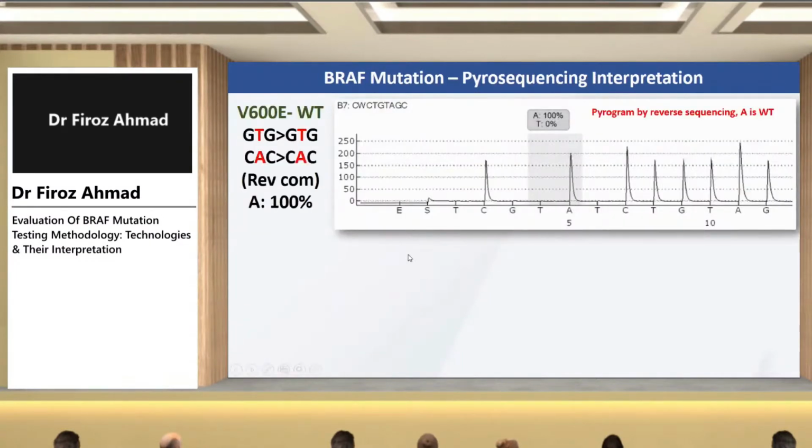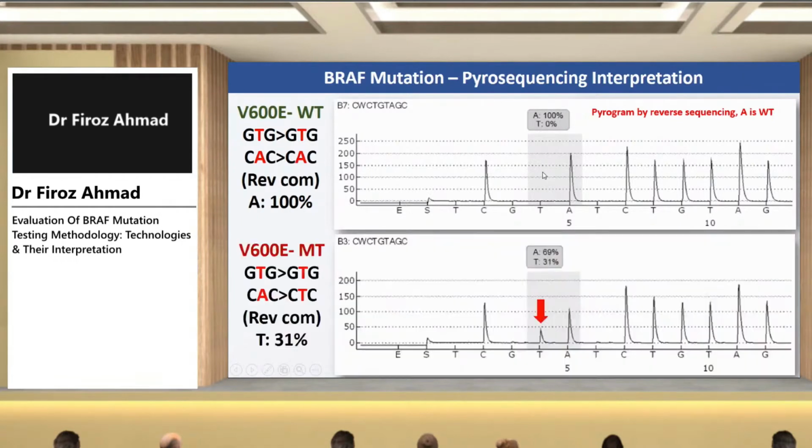So this is what we detect in case of BRAF mutation. T to A, this is a reverse sequence, hence A is the wild type and T is the mutant type. This is a clear-cut negative result wherein T is approximately 0%. Whereas if you have a BRAF mutation in the patient, you can see there is a peak of T here, and this corresponds to 31%. Now, pyrosequencing is semi-quantitative because it also gives you the allelic burden in case of BRAF mutation.